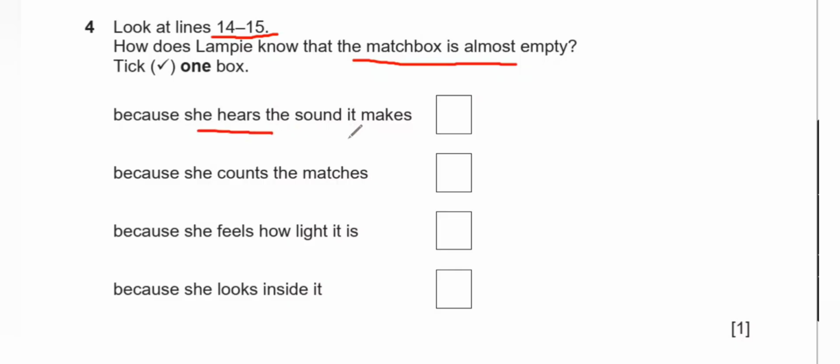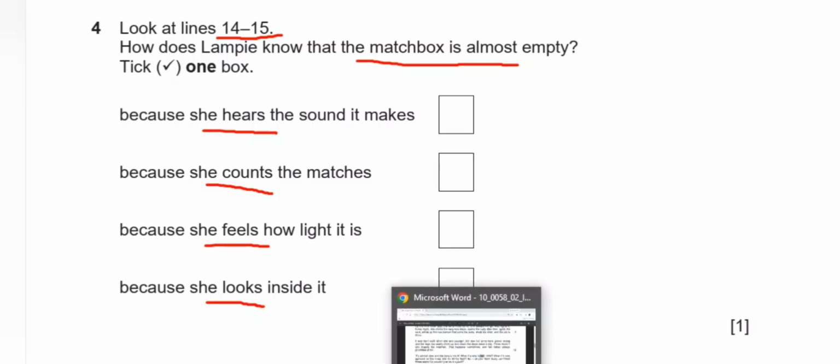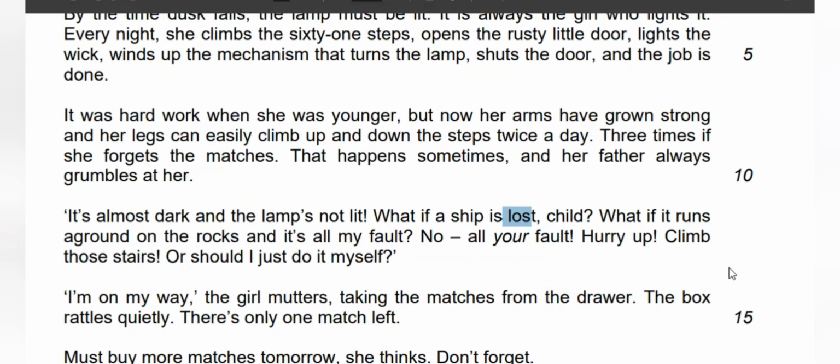Because she hears the sound it makes. Or, yeah, when she counts the matches, because she feels how light it is, because she looks inside it. The easiest one, of course, is so she hears, she counts, she feels, or she looks. Let's check. Lines 14 to 15.